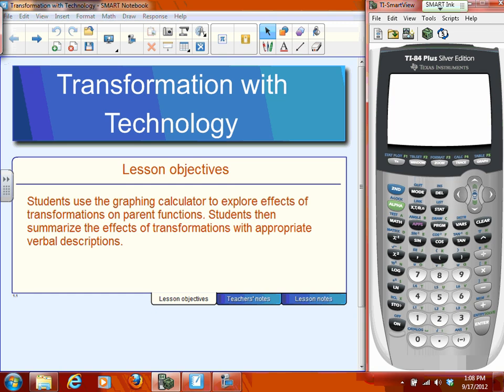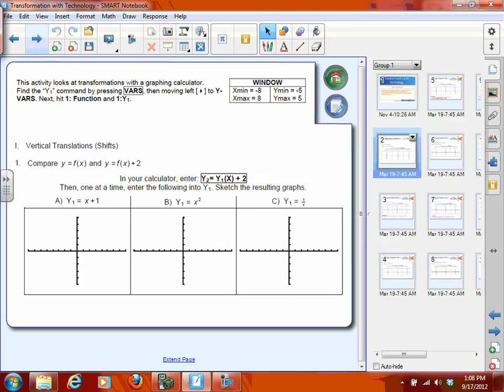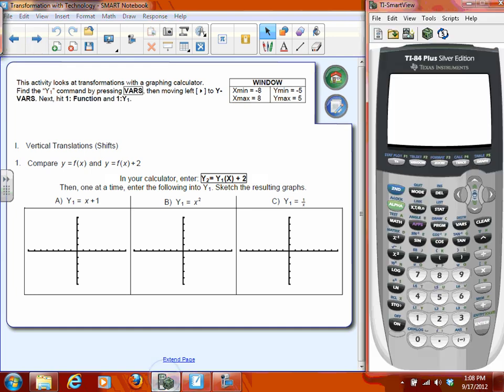Once you've reset your calculator, you'll notice on the top of the next page, or on your first page there, they give us a specific window to work in. Notice up here they told us to use an x minimum of negative 8, an x maximum of positive 8, and then the y values are negative 5 and positive 5. So let's go ahead and set that up.